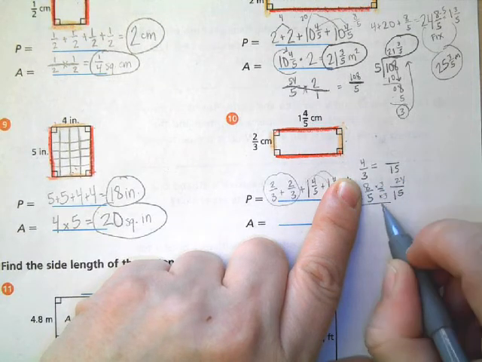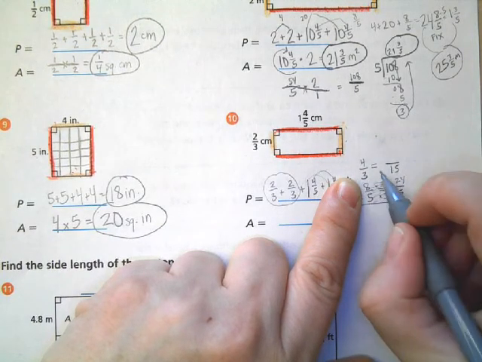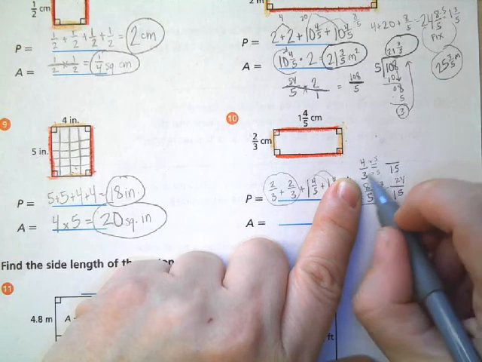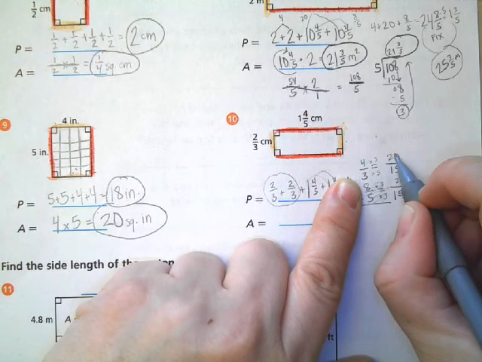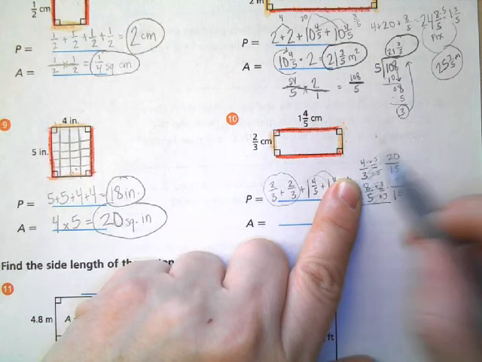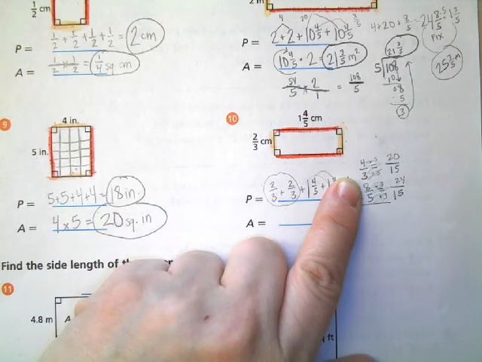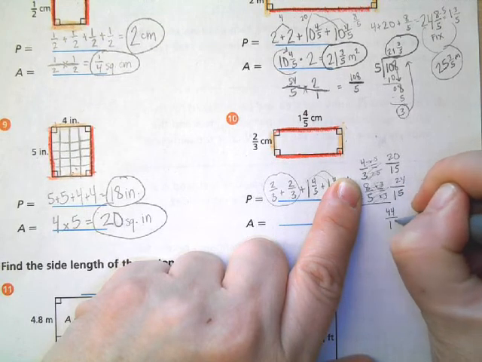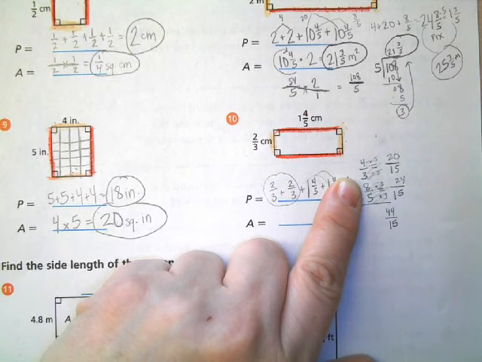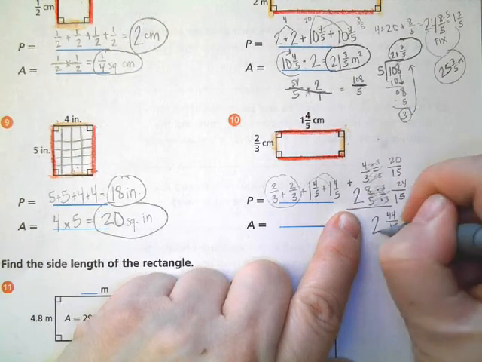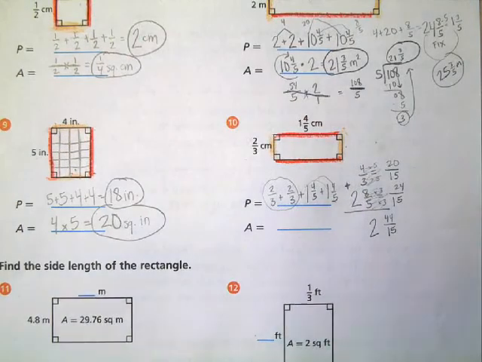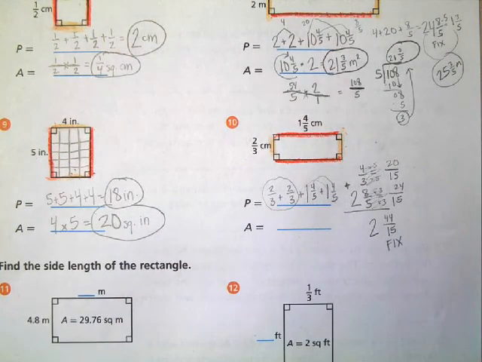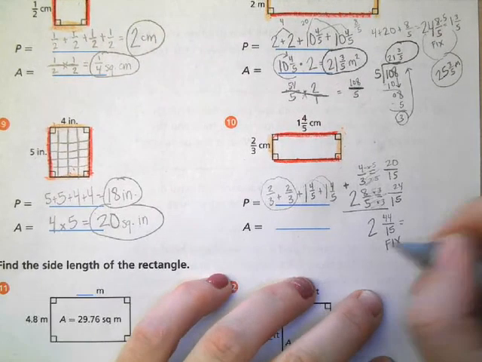So you ask, how did I get from 5 to 15? I times by 3. And 8 times 3 is 24. How did I get from 3 to 15? I times by 5. And 4 times 5 is 20. Quick, right, on all of that. So I have 20 15ths plus 24 15ths is 44 15ths. And then I still have that whole number, 2.